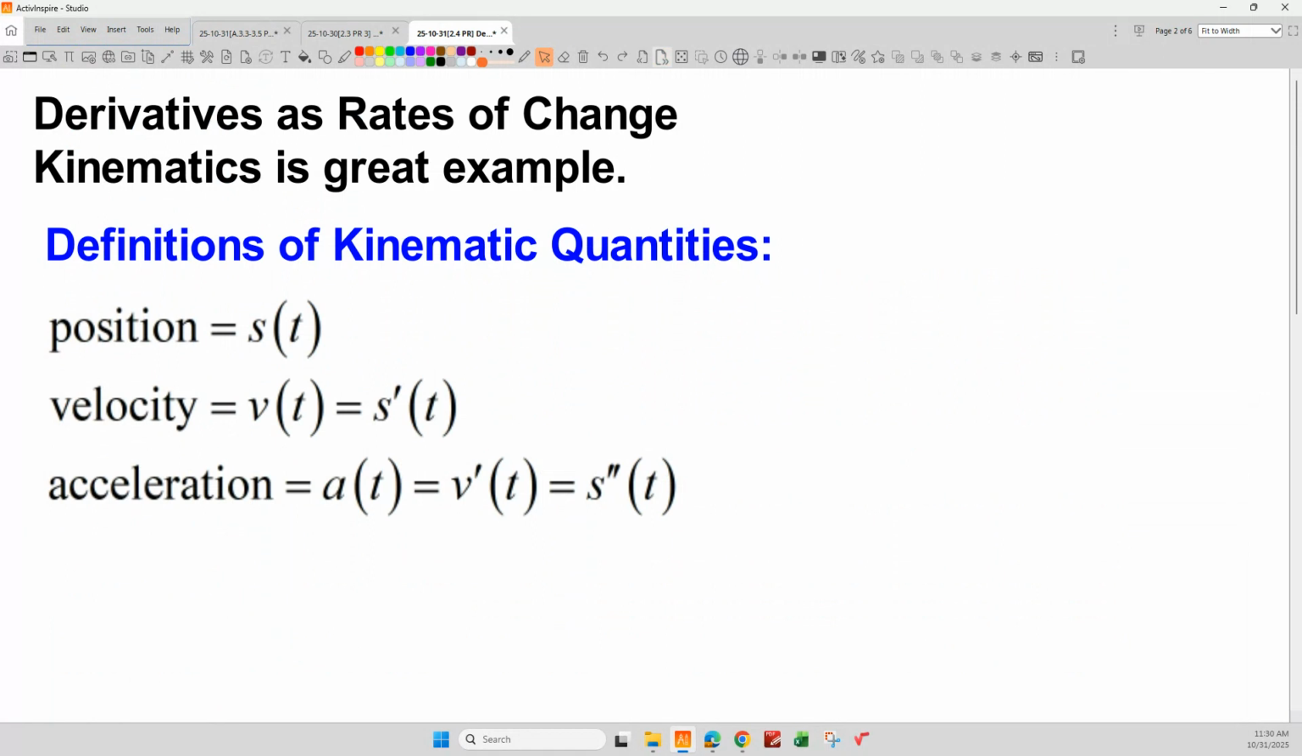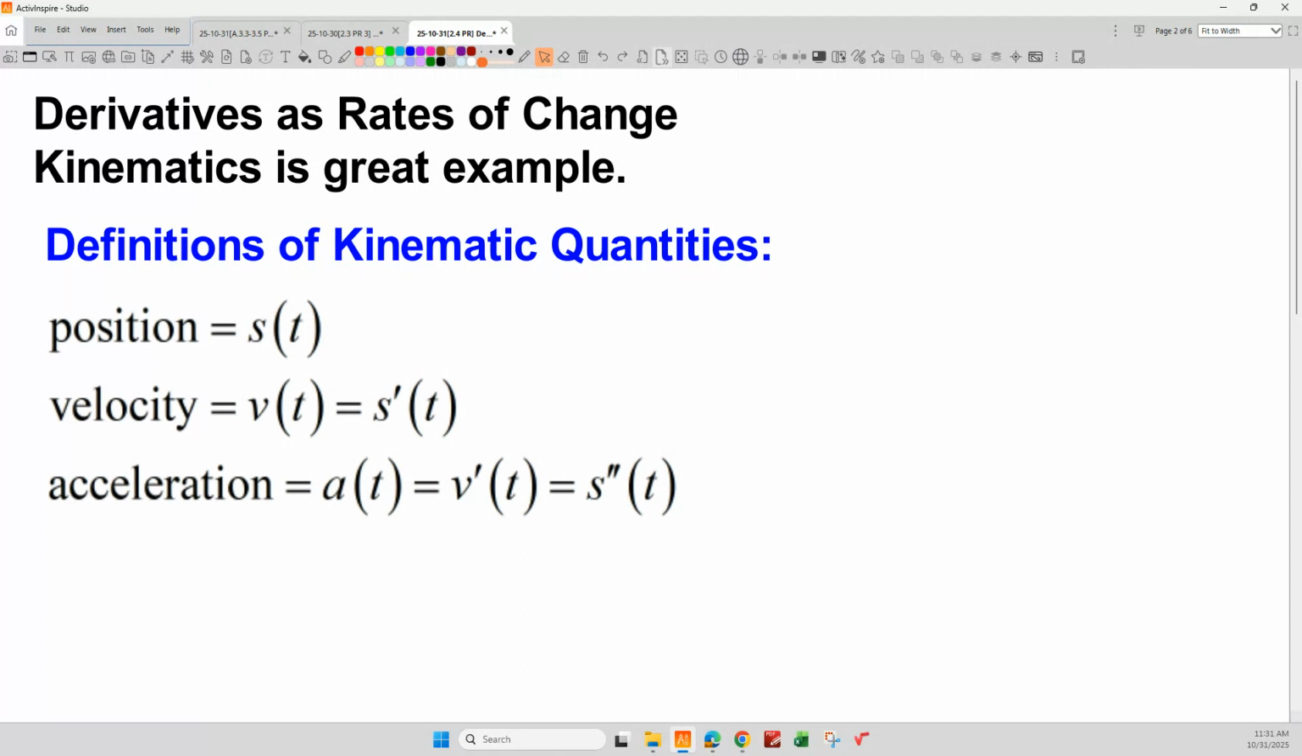Kinematics is an awesome example of thinking of derivative as a rate. So let's remind ourselves what the important quantities are in kinematics, right? We have the position, and we're going to call it S of t or X of t or whatever you want to call it. We like to use S because position doesn't necessarily have to only be on a line, right? I mean, things could move through three-dimensional space in some way that's not a line. We'll make ours pretty simple.